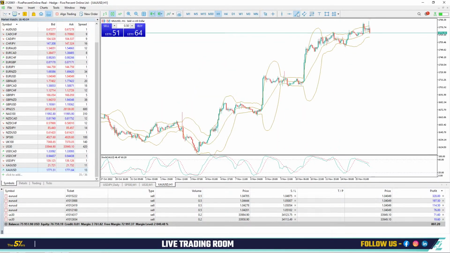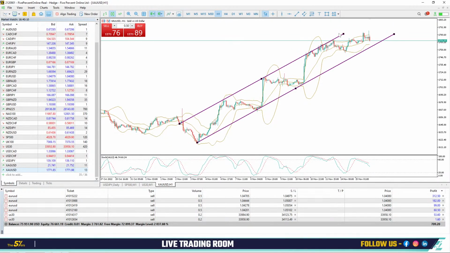Okay, I will go for the H1 chart. Also on the gold, this is a clear uptrend, but I will not make a buy here. Definitely not, because we are around the average, and what I explained is that we have around a 50% chance for the price to go up and for the price to go down.